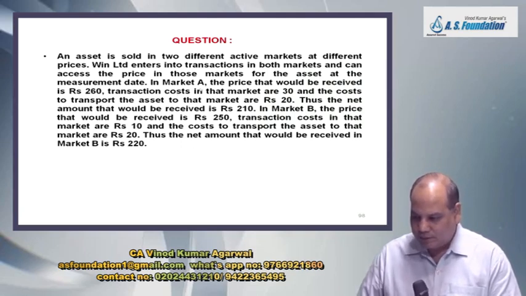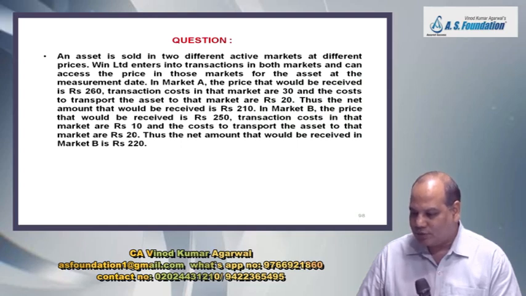In market A, the price that would be received is rupees 260, transaction cost is 30, transport cost 20. Thus the net amount is 210. In market B, the price received is 250, transaction cost is 10, transport cost 20. Net amount 220.